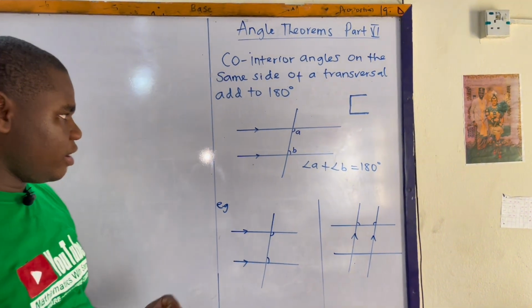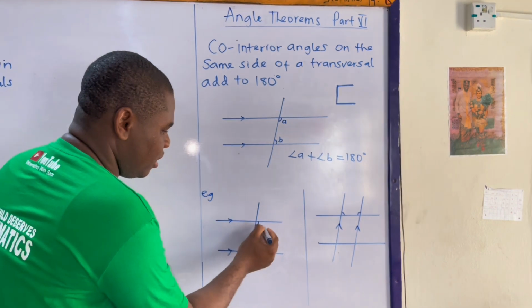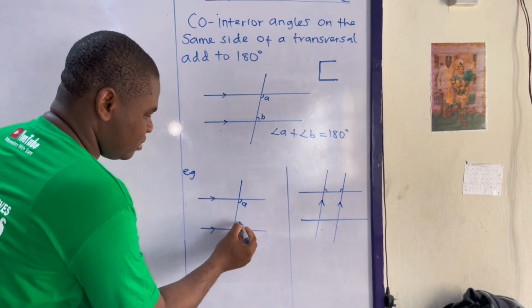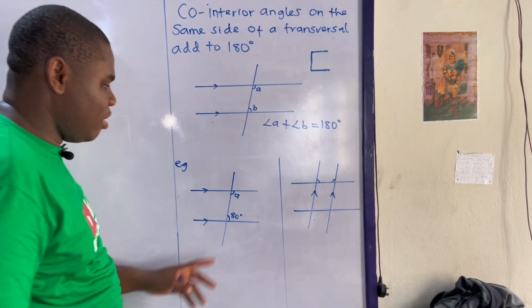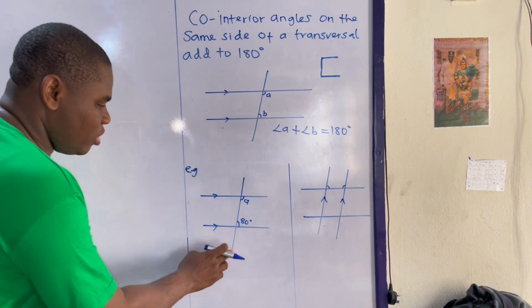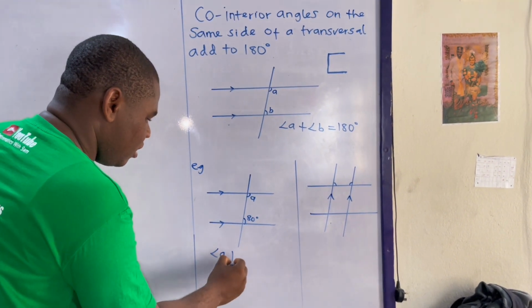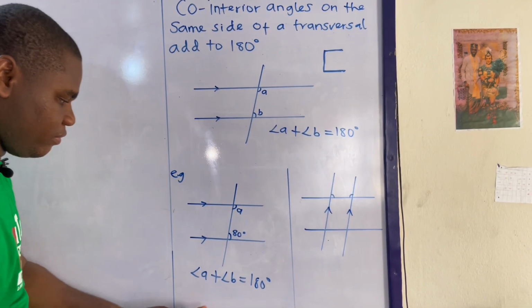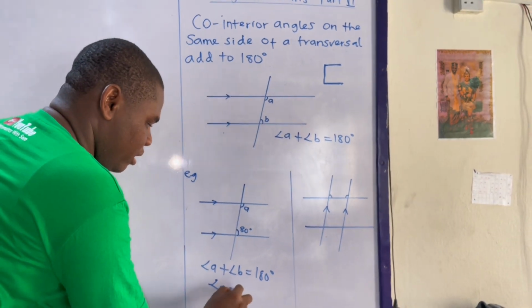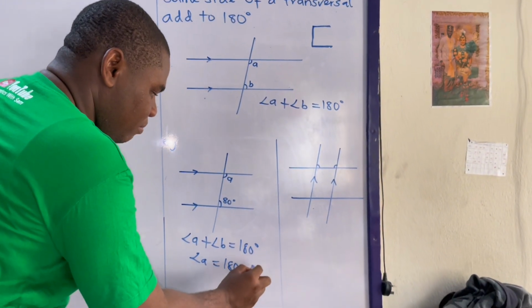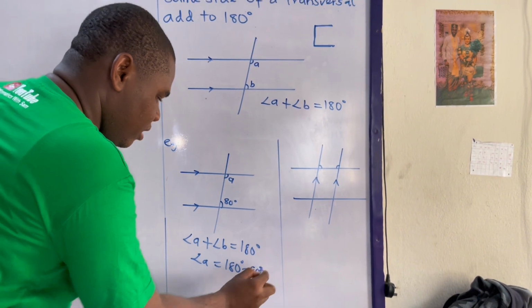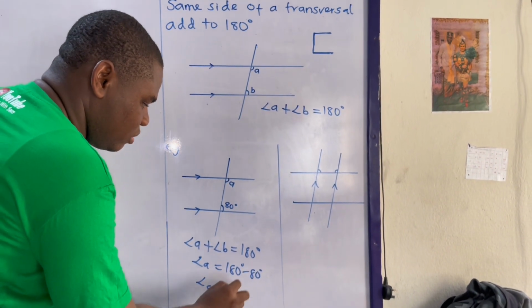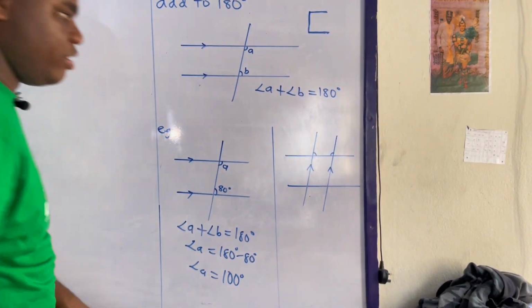Now let's go to our example. If you have this as A and this as 80 degrees, you are being asked to find A. We know that the angle A plus the angle B equals 180 degrees. So if we are looking for angle A, it equals 180 minus 80 degrees. So angle A equals 100 degrees.